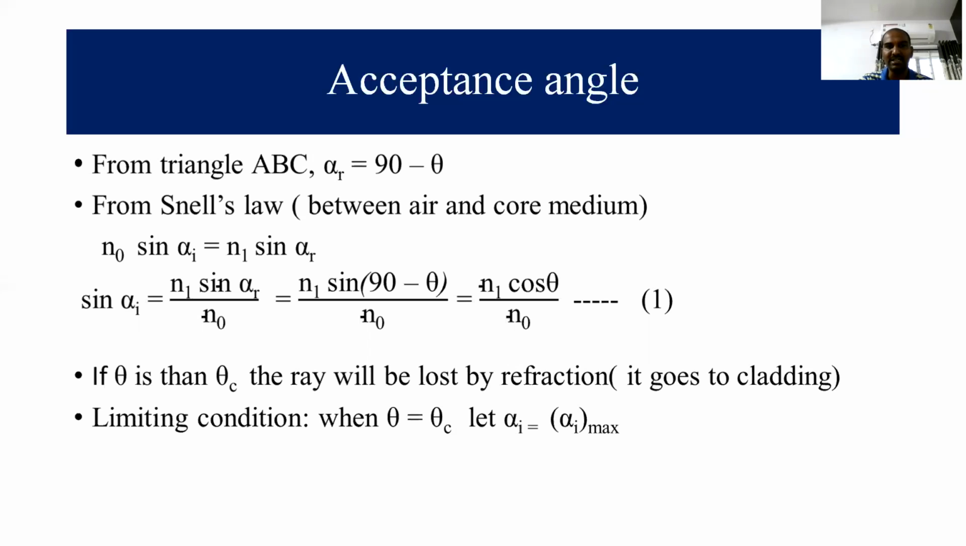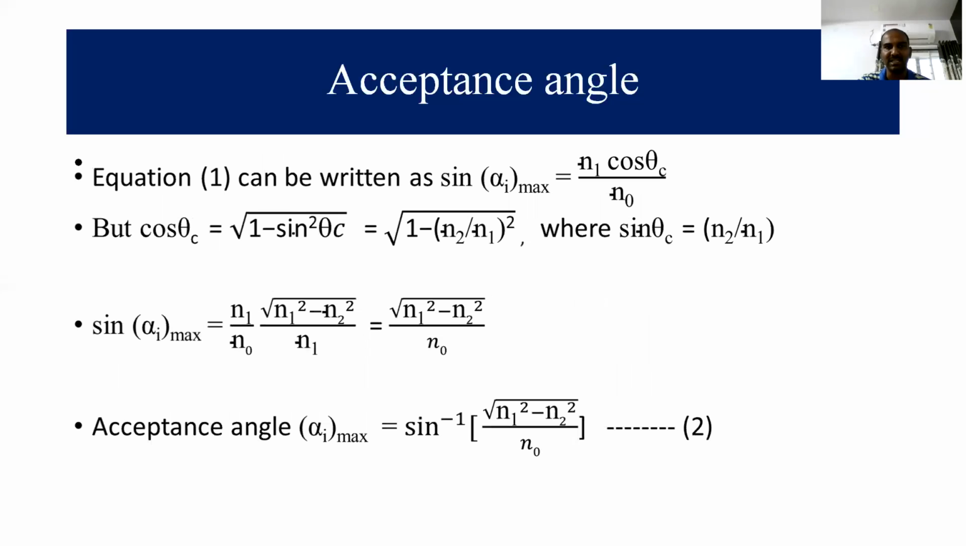Here the limiting condition is when theta equals theta C, alpha equals alpha i maximum. So we have to achieve at least this condition. Now this equation 1 can be written as sin alpha i maximum equals n1 cos theta C by n0.